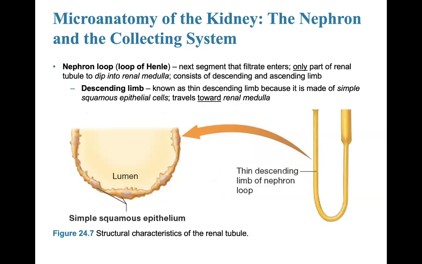The nephron loop, or the loop of Henle, this is the next segment that filtrate enters into. It is the only part of the renal tubule to dip into the renal medulla, and it consists of a descending and ascending limb. The descending limb is known as a thin descending limb because it's only made up of simple squamous epithelium, as you can see in this figure right here.